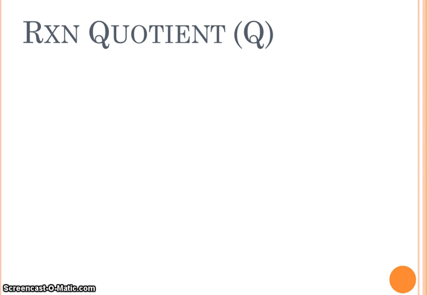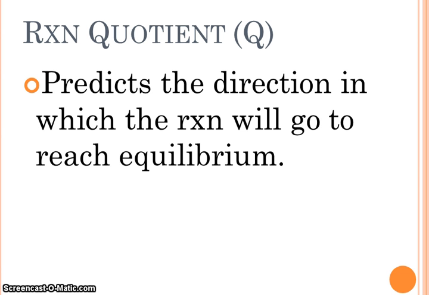So now we're going to deal with what's called a reaction quotient, or our Q value. And we calculate Q the same way that we calculate K. It's the concentration of the products over the concentration of the reactants raised to the power of the coefficient in the balanced equation. And it predicts the direction in which a reaction will go to reach equilibrium.